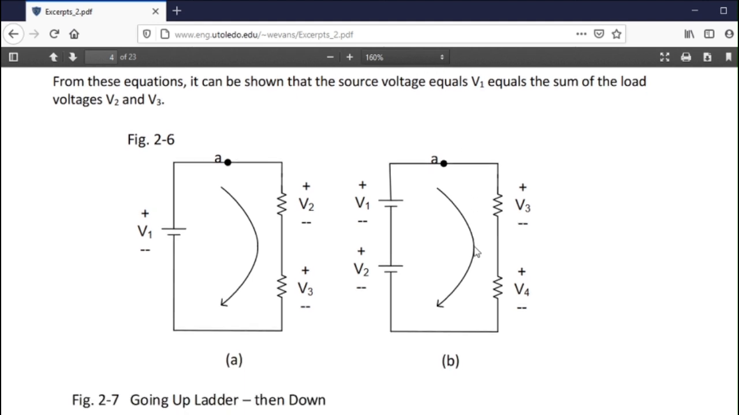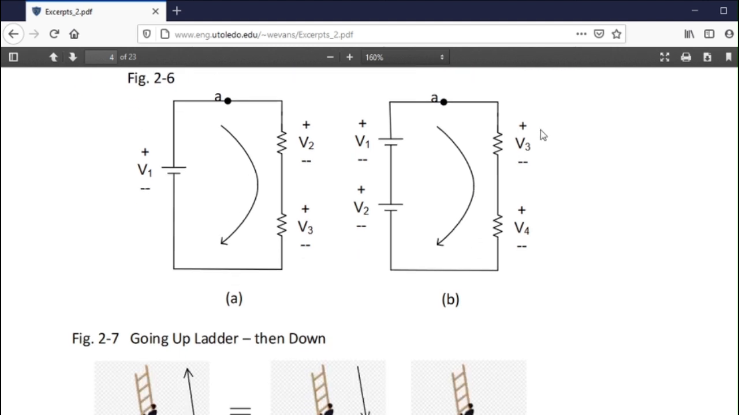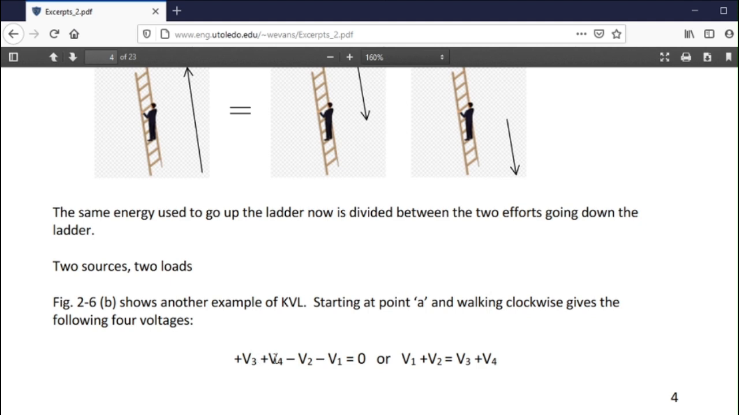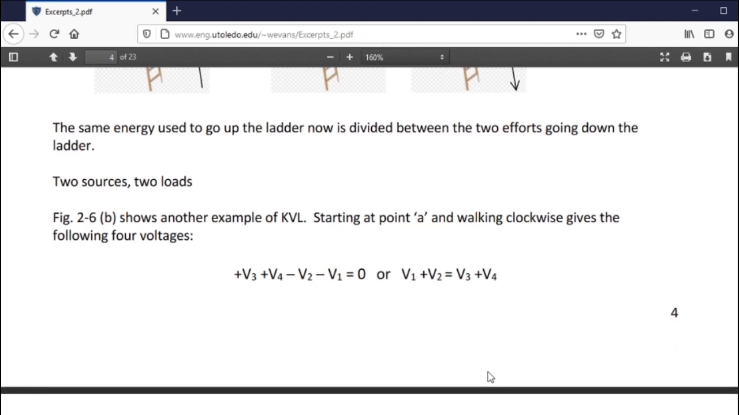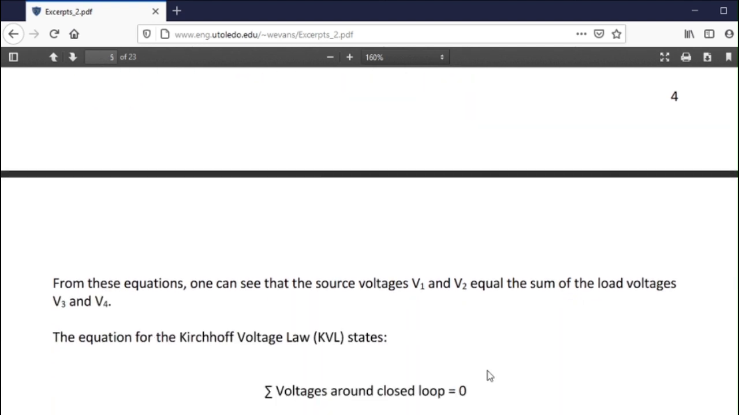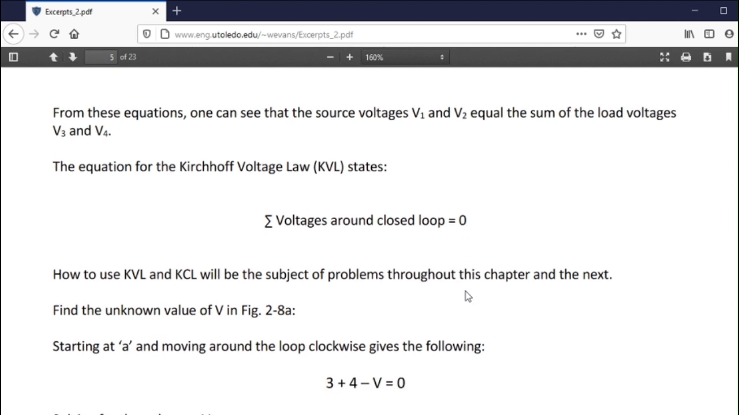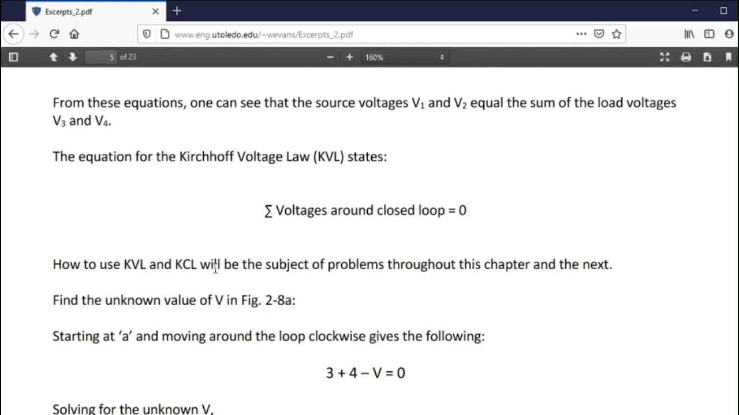The one on the right, I have two sources and two voltages. In that case, I can write V3 plus V4 minus V2 minus V1 is equal to 0. Or the source voltage is equal to the load voltage. Either way. So this law says the sum of the voltages around any closed loop add to 0. How to use KVL and KCL will be the subject of problems throughout this chapter and the next.